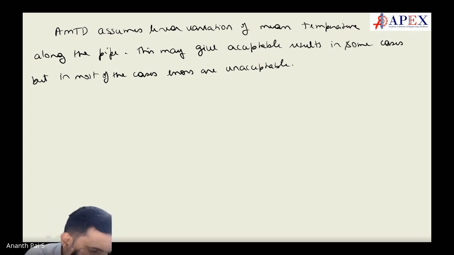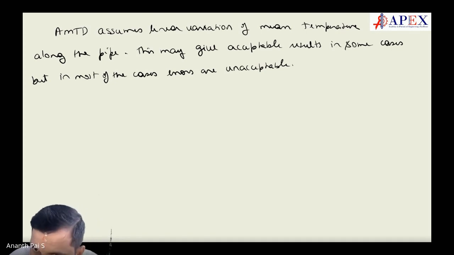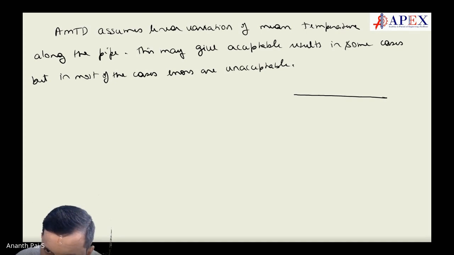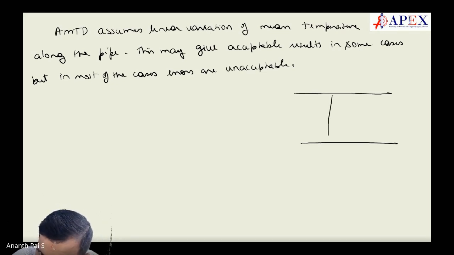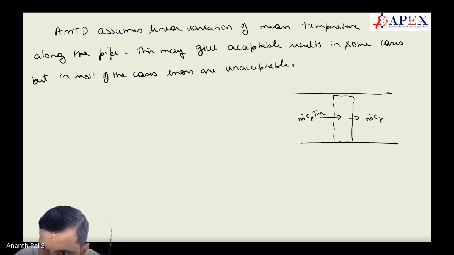So let us see how to get LMTD. Now let us derive LMTD. Consider this figure again. The same thing we considered yesterday: let us consider a small fluid element here. What is going in is m dot Cp into Tm, and what is going out is m dot Cp into Tm plus dTm.